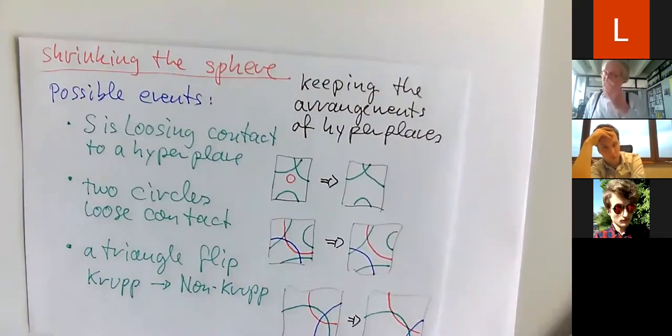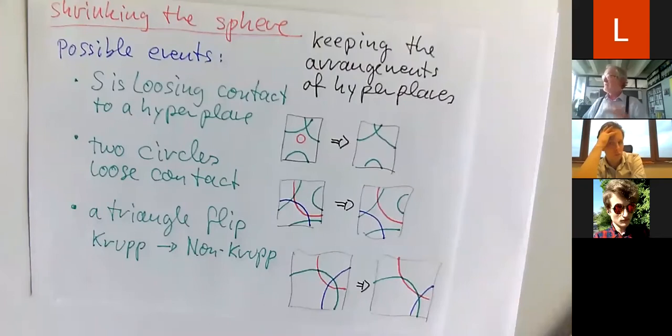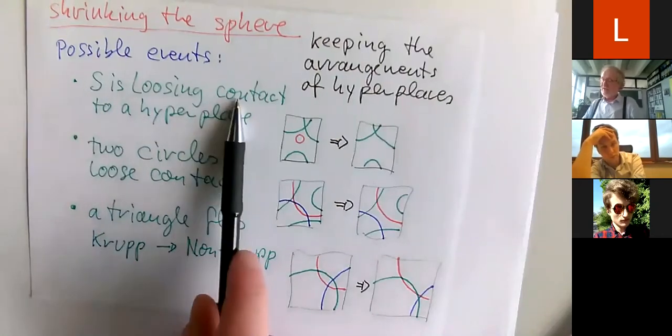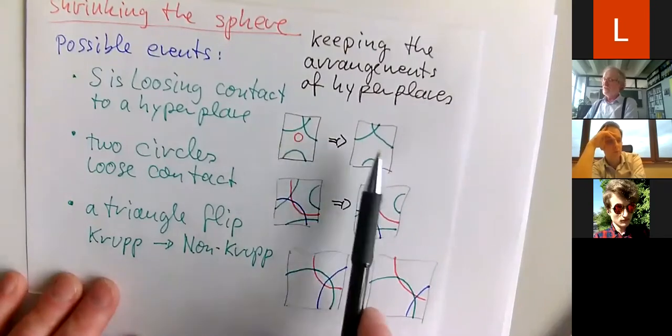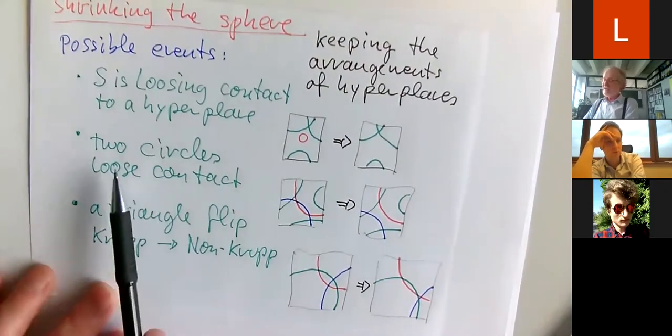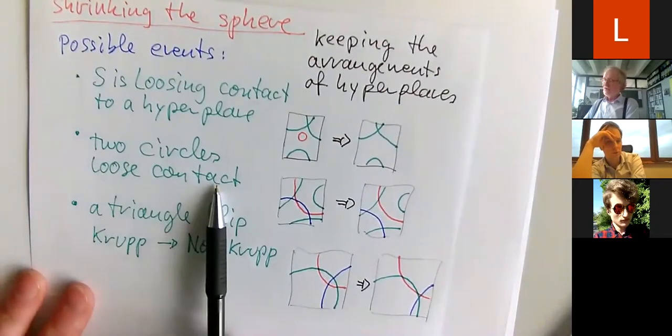And what we now think of is a process of shrinking the sphere. We have an arrangement of hyperplanes, respectively an arrangement of circles on the sphere, and we shrink the sphere, and we observe what is happening. Well, one thing that can happen is that the sphere is losing the contact to a hyperplane, meaning that we have some circle which gets smaller and smaller and disappears. Another thing that can happen is that two circles lose contact.